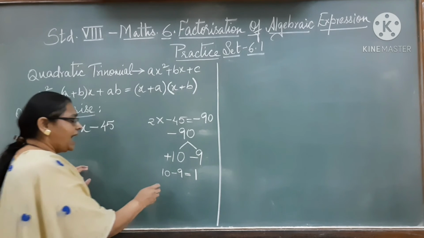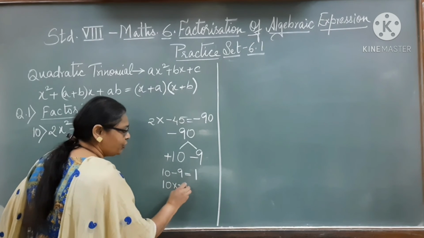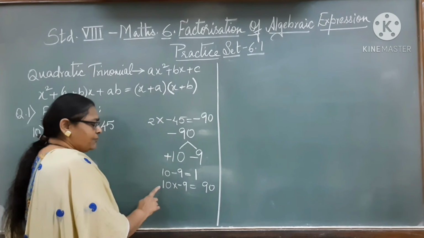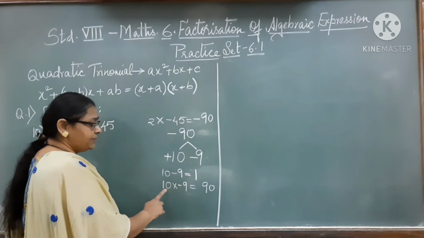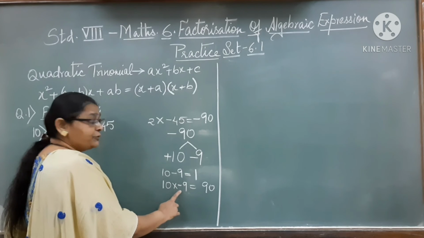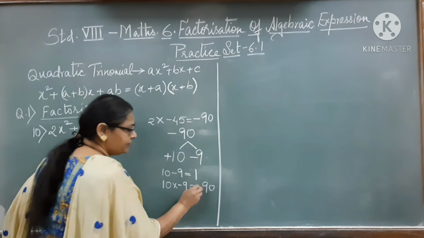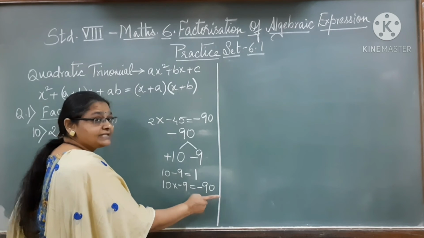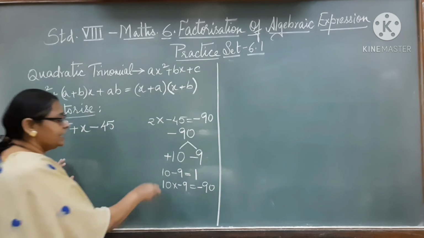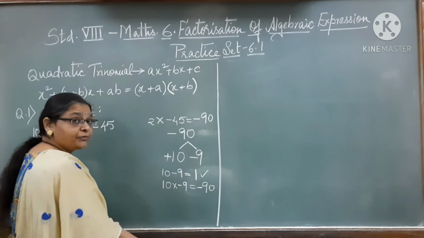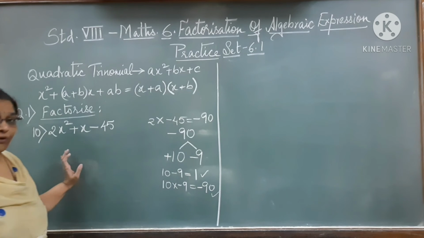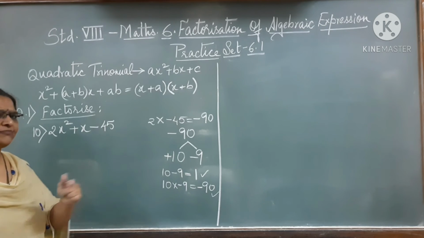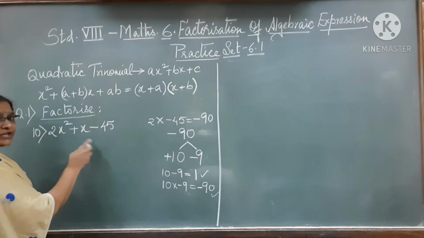You all know now. And when I multiply, let me find out what is the product. So 10 nines are 90. When opposite signs are multiplied, the product will always be negative. You know that. So 10 into minus 9 is equal to minus 90. So I get both the middle term coefficient as well as the product of the constant and the coefficient of the first term. Now let us factorize this trinomial.